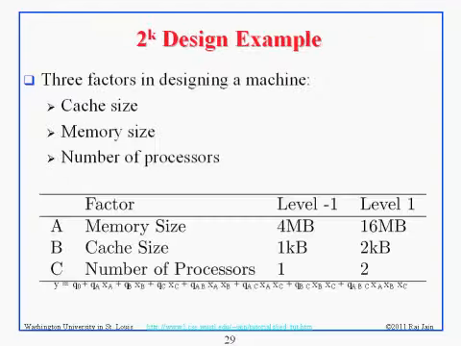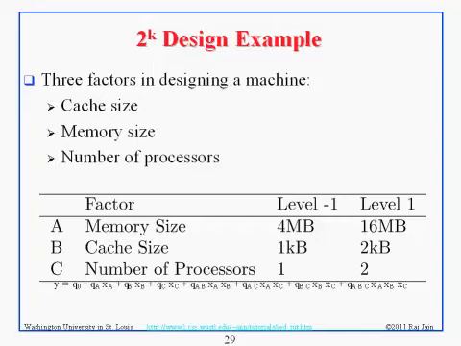So far we have only 2 factors, but we are going to have k factors. So first example is 3 factors. Instead of 2, now we have 3 factors: memory, cache, and the number of processors. And we can have each at 2 levels. So that would be 2^3 design. Right? And the model would be like this.